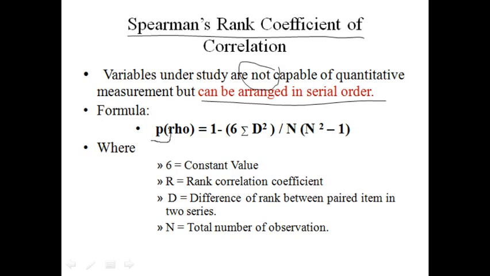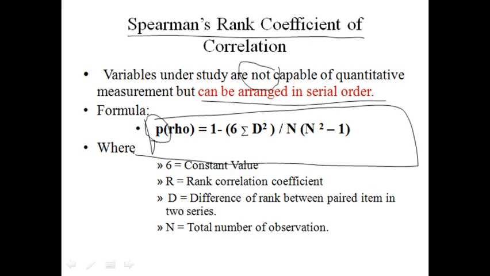and this is denoted by the letter ρ, pronounced as rho, and this is the formula for Spearman's rank correlation coefficient, where 6 is the constant value, capital R is for the rank correlation coefficient, D is for the difference of ranks between paired items, and N is obviously the total number of observations.